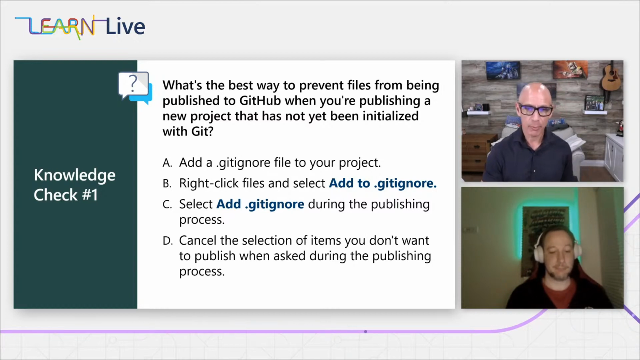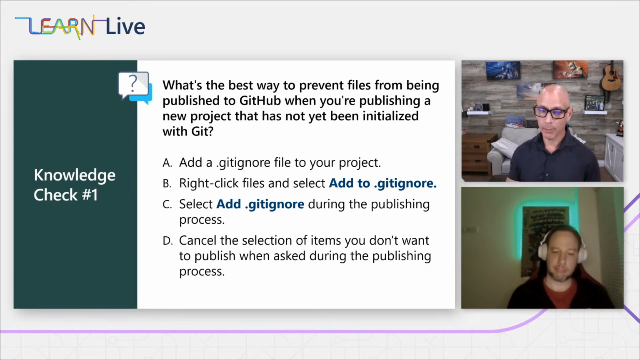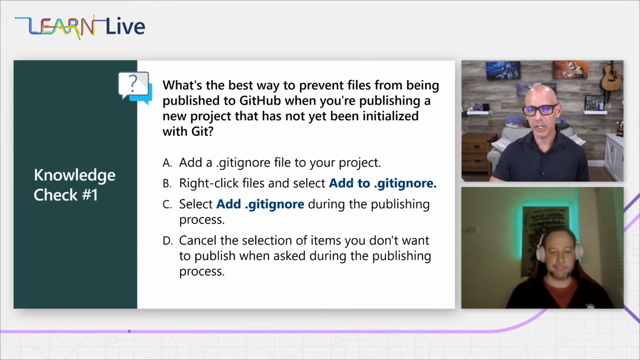Add a gitignore file to your project. Again, that's something you could do, but I think the key word here is when you're publishing a new project. So let's go back to D. Cancel the selection of items. We did get asked for items we could cancel that you don't want to publish, and I didn't want to publish my environment file during publishing. So I'm going to go with D. Cool. Let's see what the audience thinks.